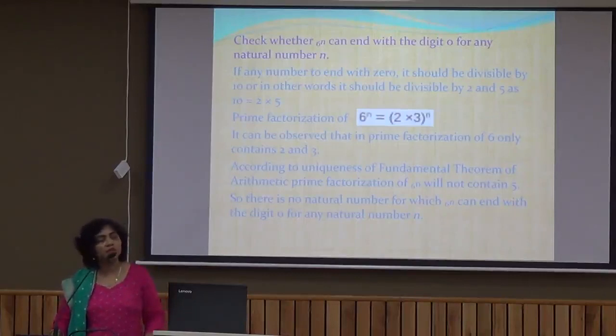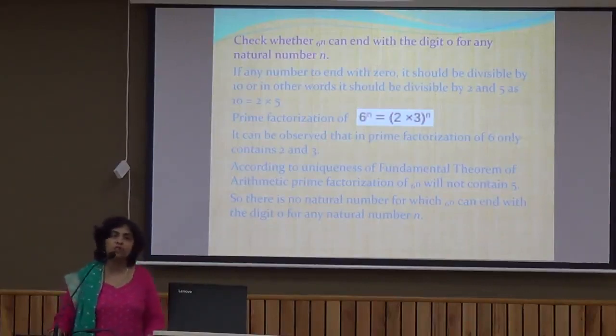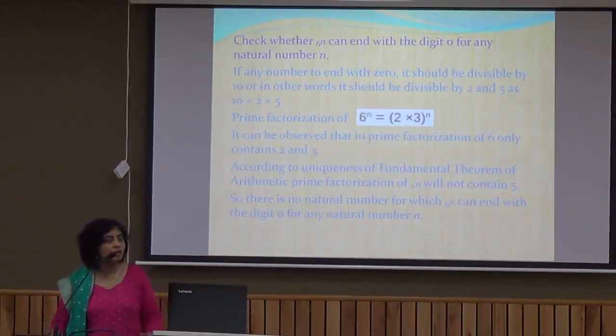But if we see our number 6 raised to power n, its prime factors are 2 into 3 raised to power n, or 2 raised to power n into 3 raised to power n. The prime factors of 6 are only 2 and 3. We do not have 5 as a prime factor. And by the fundamental theorem, we cannot have any other factors of 6. So 6 raised to power n cannot end with 0 in any case. You may take any natural number n, but 6 raised to power n will never end with 0.